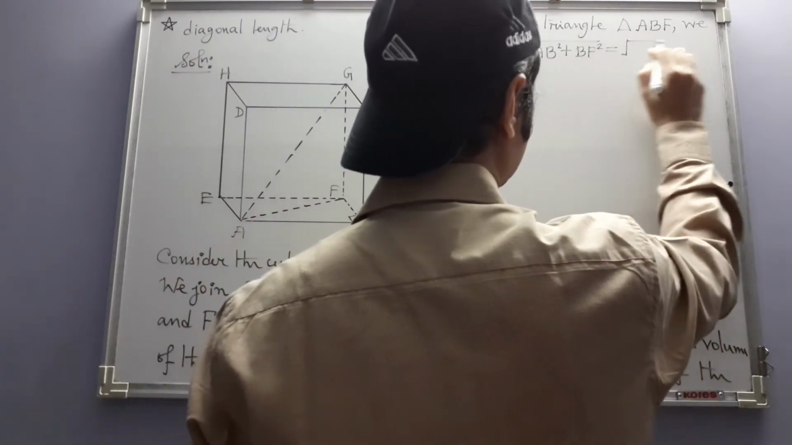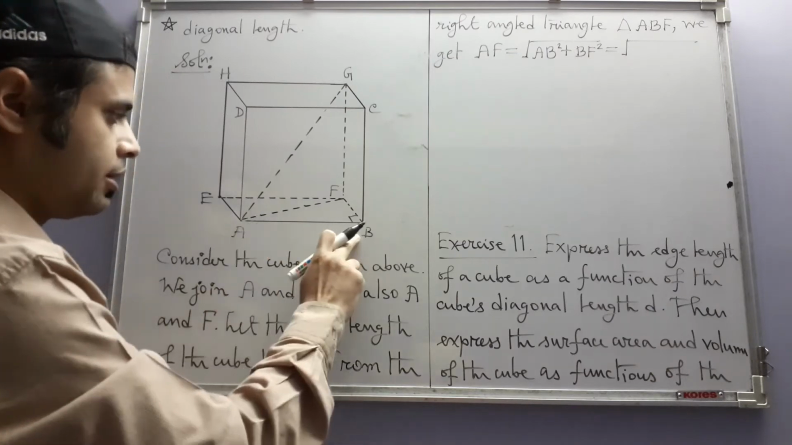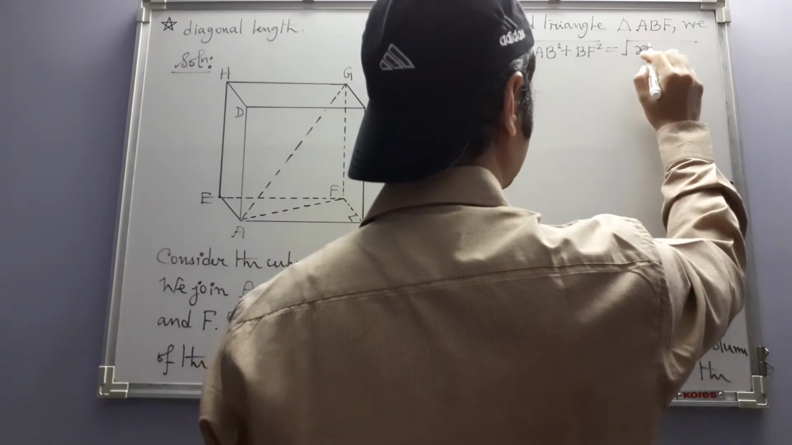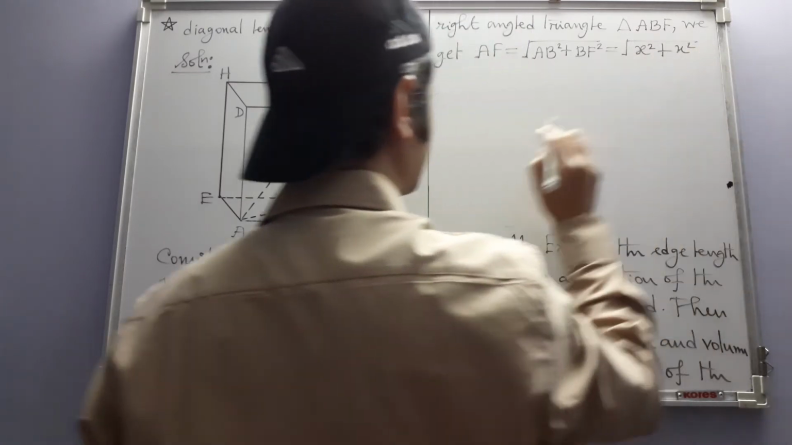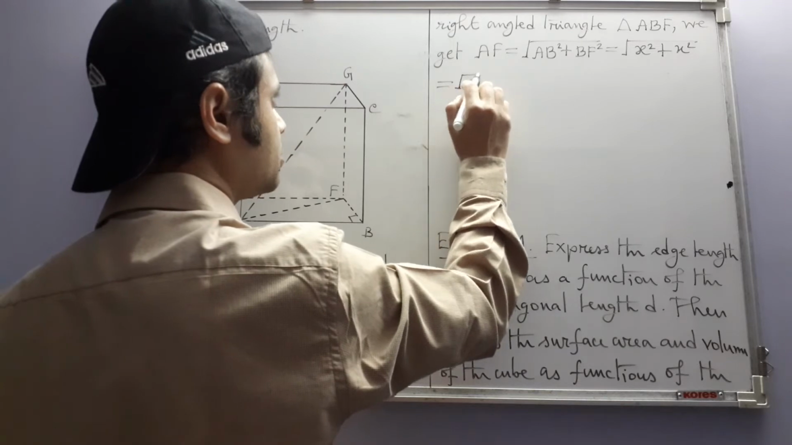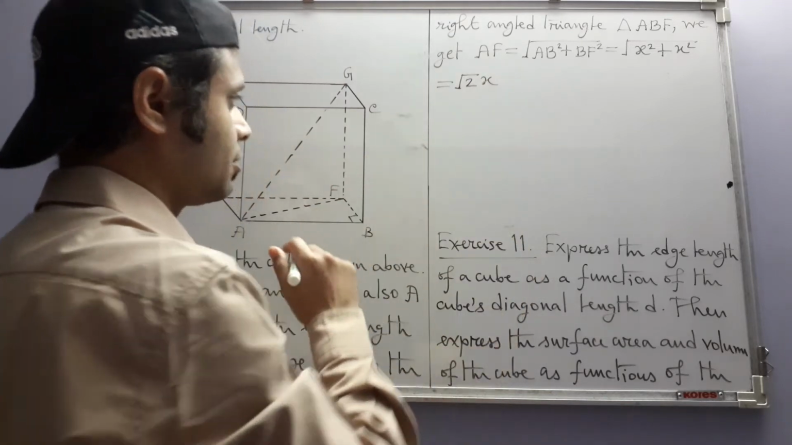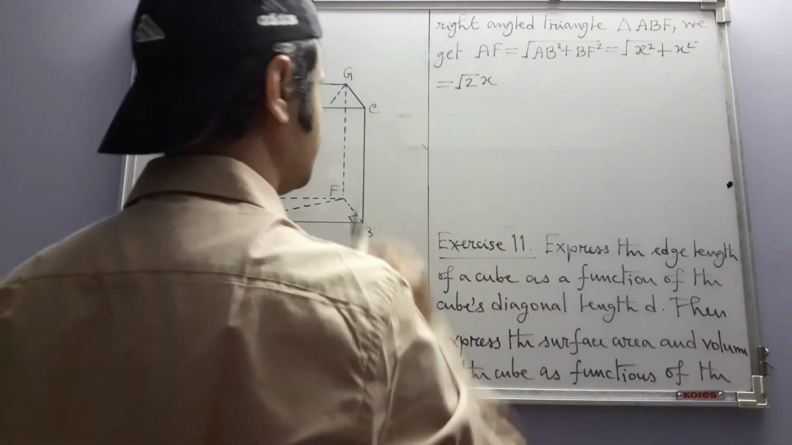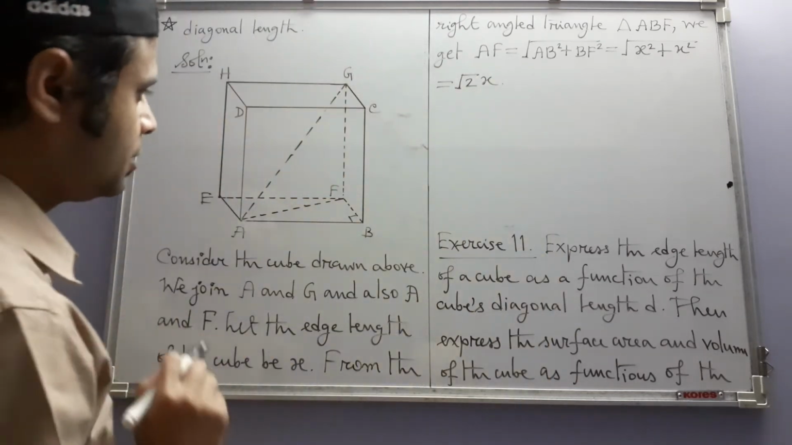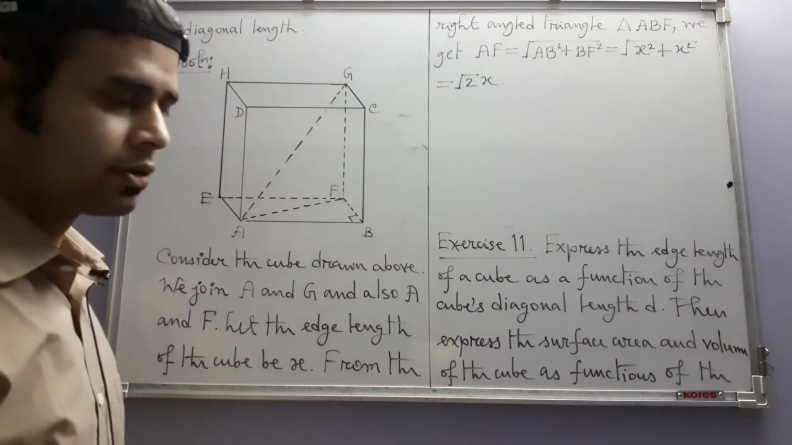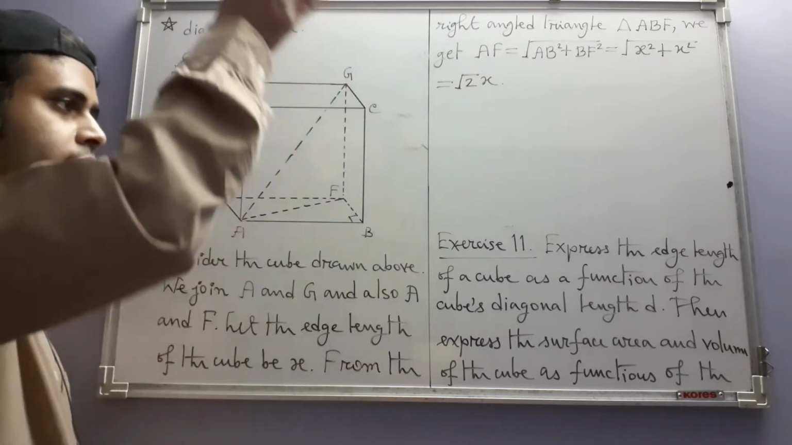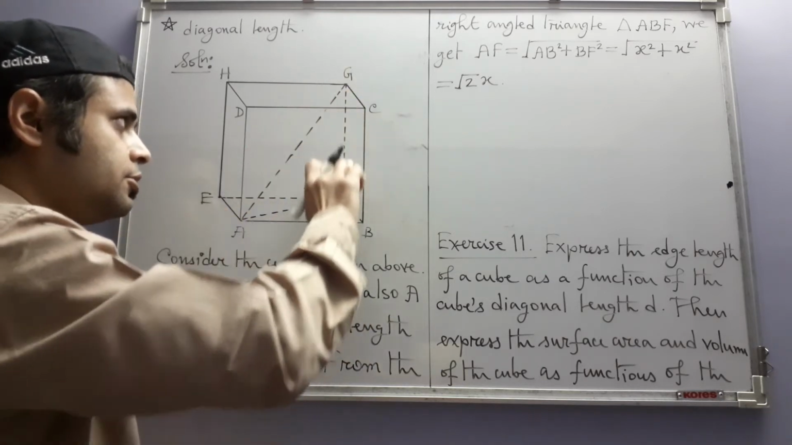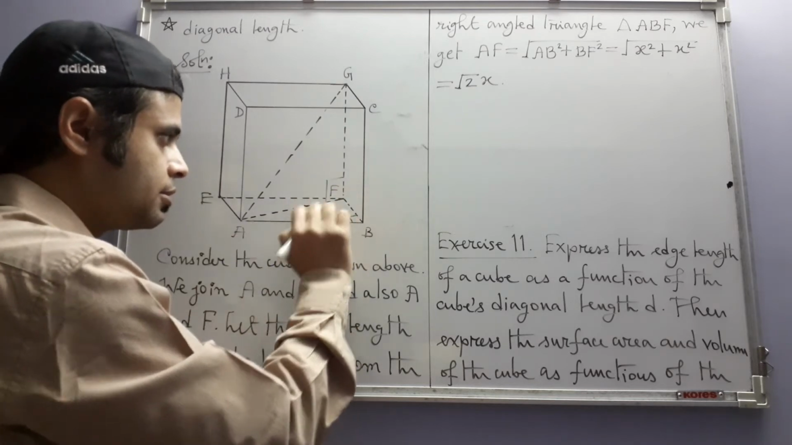So this is, since side length is x, AB is a side, BF is also a side, so x square plus x square. So we get the length of AB as square root of 2 times x. Okay. Now we consider another right angled triangle which itself is vertical, namely AFG, this one, where this is the right angle.